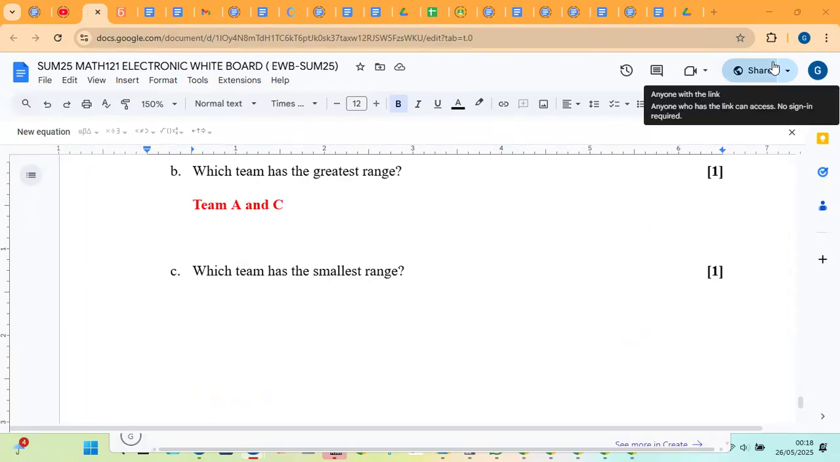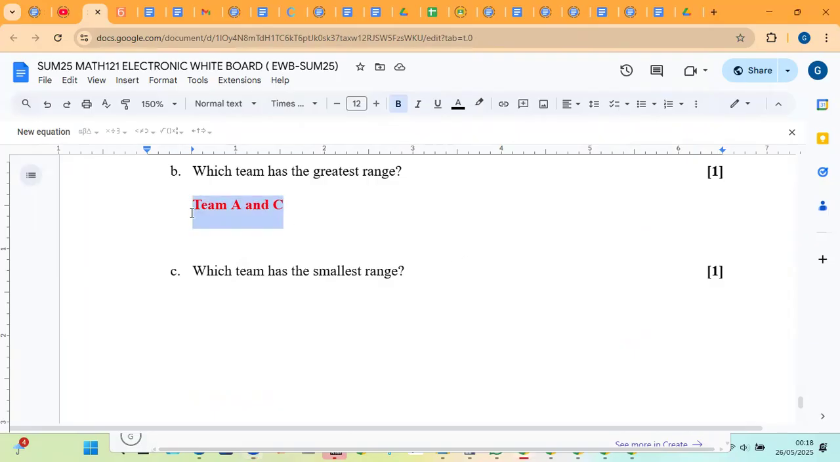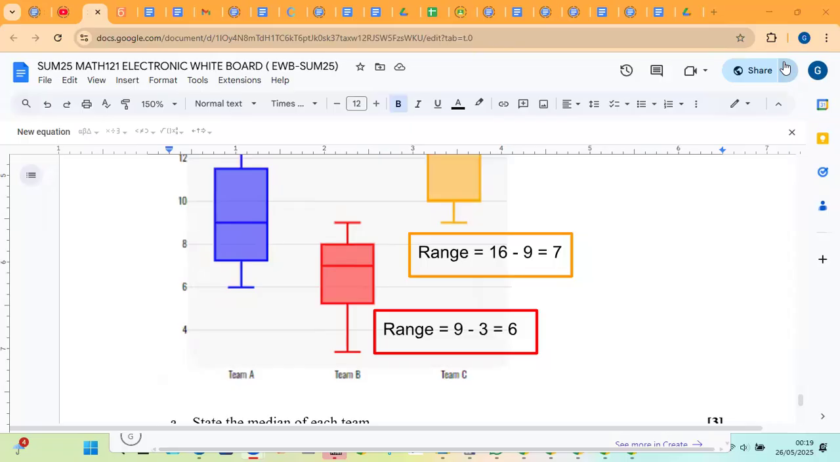So part C is asking which team has the smallest range. So obviously, if team A and team C have the greatest range, team B has the smallest range. Which we calculated it to be 6.